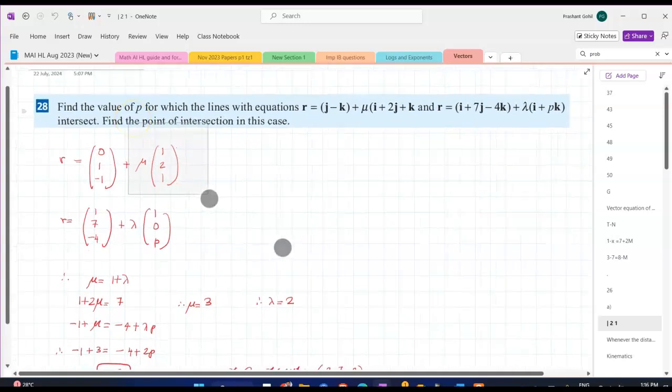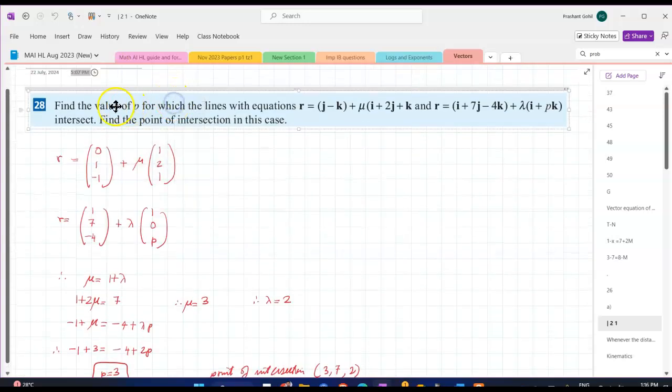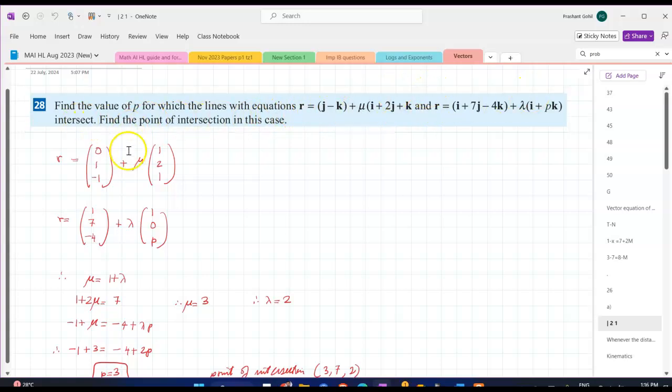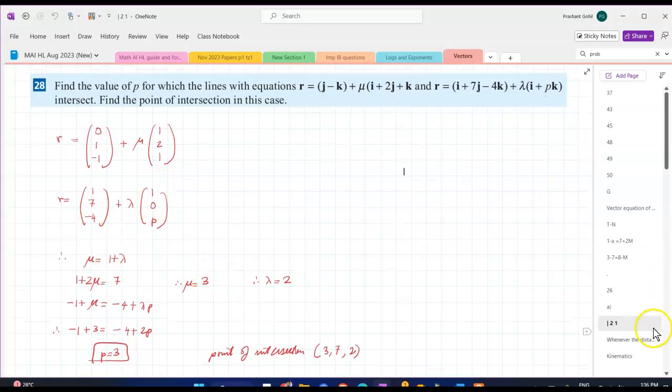Find P. Find the value of P for lines this and this if they intersect. So you basically write in the vector form. You equate and you solve basically. I mean, this is quite easy.